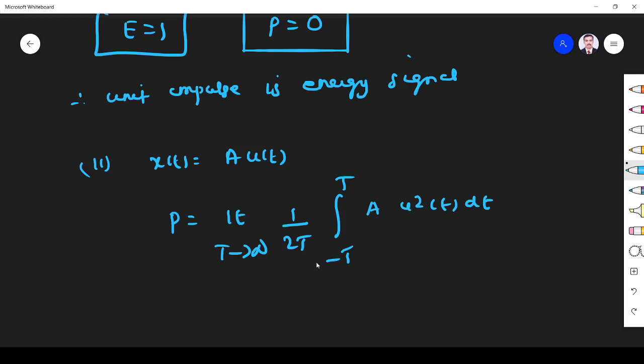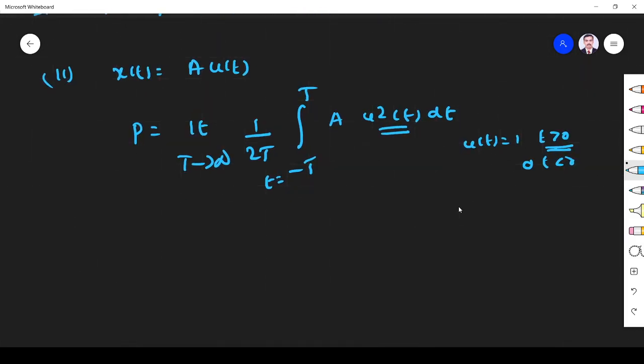We know that u of t is 1 when t is greater than 0, and when t is less than 0, it is 0. So we don't have negative values, we have only positive. The integral varies from minus T, but our signal has values from 0 only, so discard the negative and take only positive. So limit T tends to infinity 1 by 2T, integral 0 to T, A squared, because x squared of t. For 0 to T, u has value 1, so 1 squared dt.